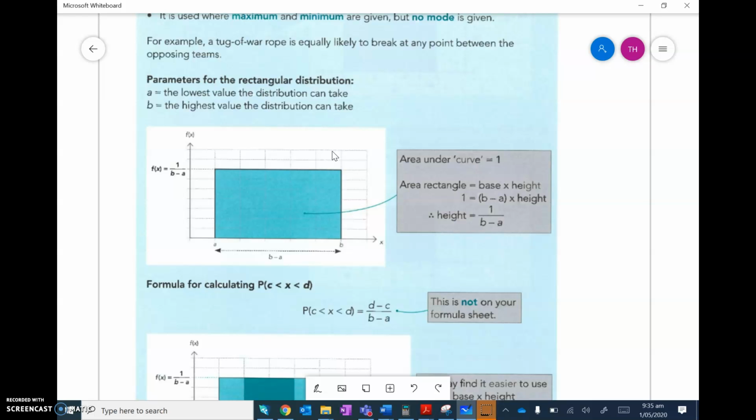So an example would be a tug of war rope is equally likely to break at any point between the opposing teams. So the equally likely part tells you it's a rectangular distribution.